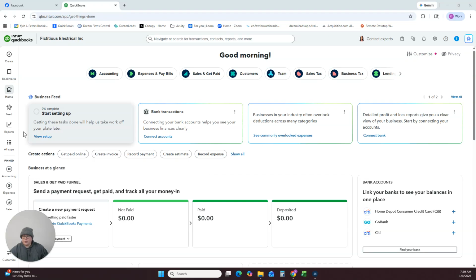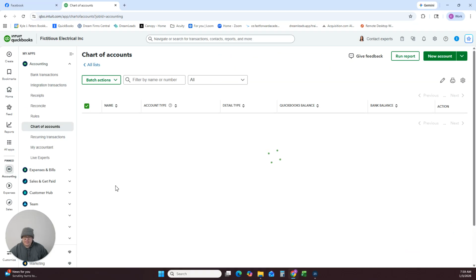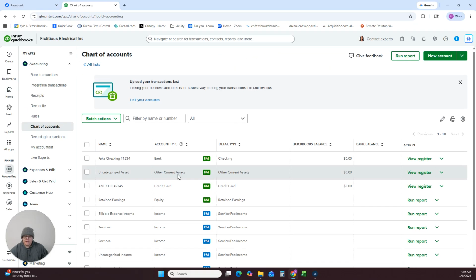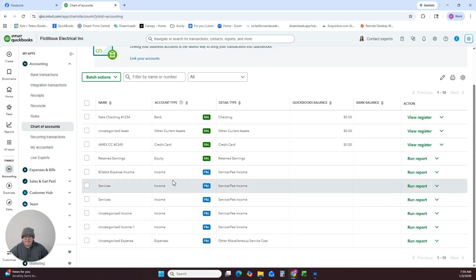Morning, everyone. We're going to go over setting up a chart of accounts, and this is necessary so that when you put your transactions in, you know where they're going. This is somewhat arbitrary. It's not critical that you get the exact perfect chart of accounts. A lot of it's just seeing things the way you want to see it.